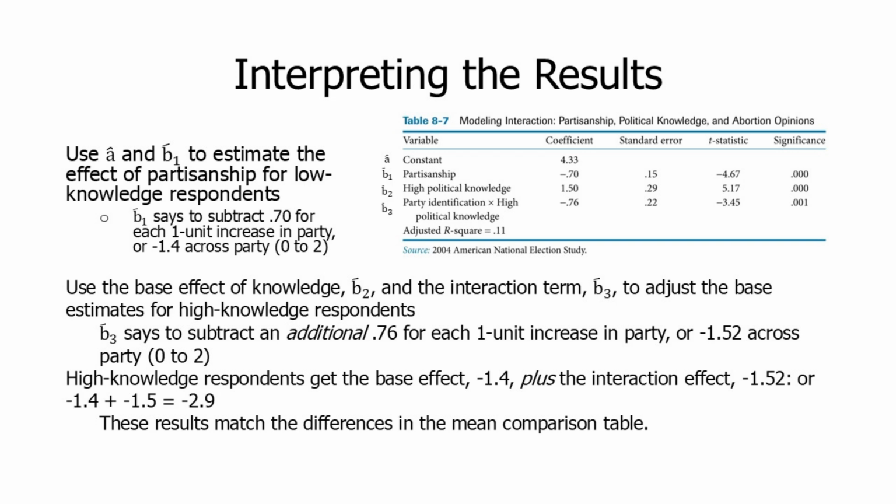High knowledge respondents get the base effect, so we already know that partisanship is having an effect among low knowledge, plus the interaction effect, which is another minus 1.52. And of course, this works out very nicely when you add those effects together. You find the full effect for high knowledge respondents is minus 2.9. It should say these results match the differences in the mean comparison table.